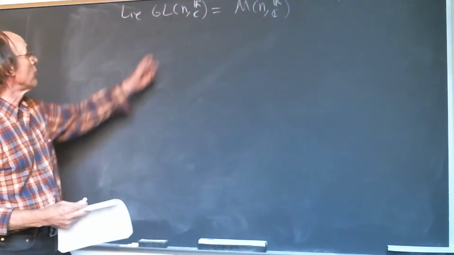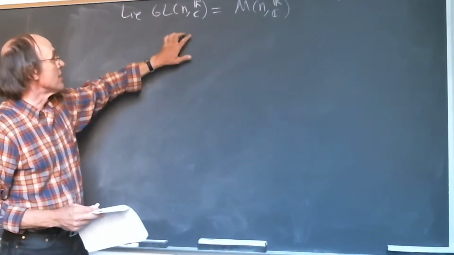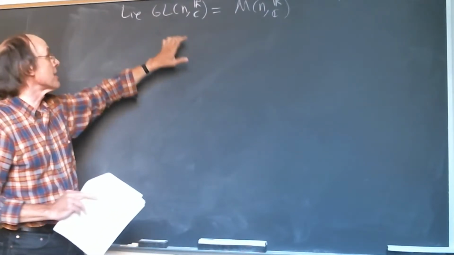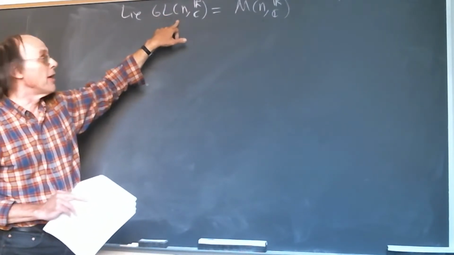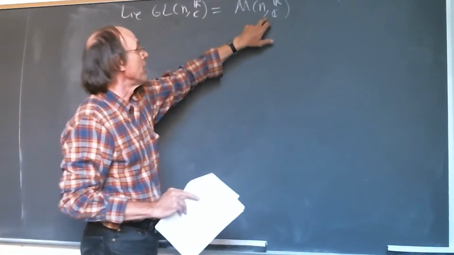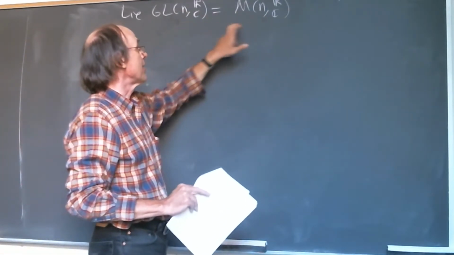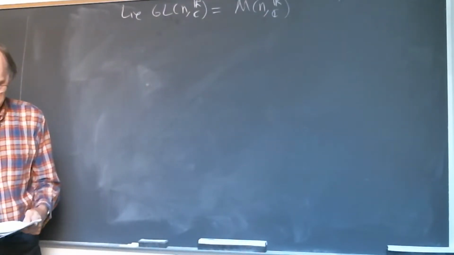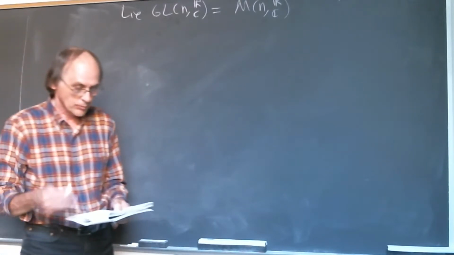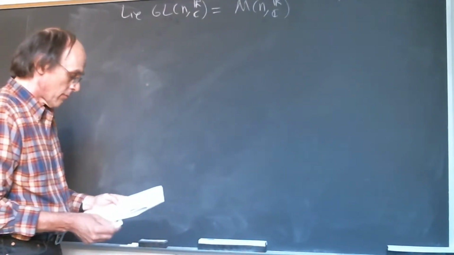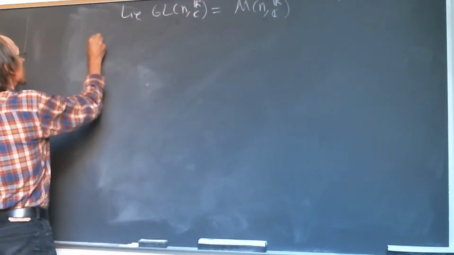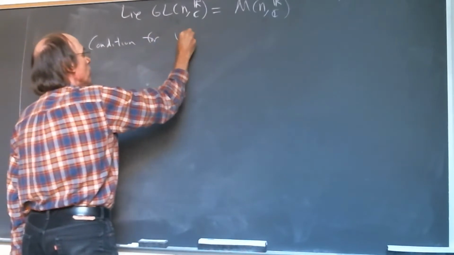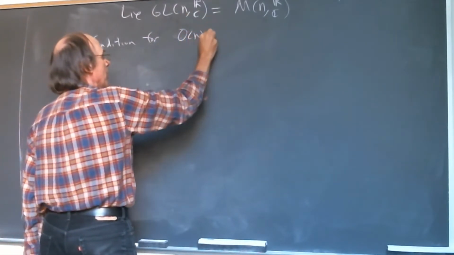But now your problem is, what if you've got some kind of subgroup of this? You've got some kind of group of matrices which satisfy some kind of condition. Then what's the condition that these X be in the Lie algebra? Let me say this very quickly. So we have the condition for O(n) or U(n).